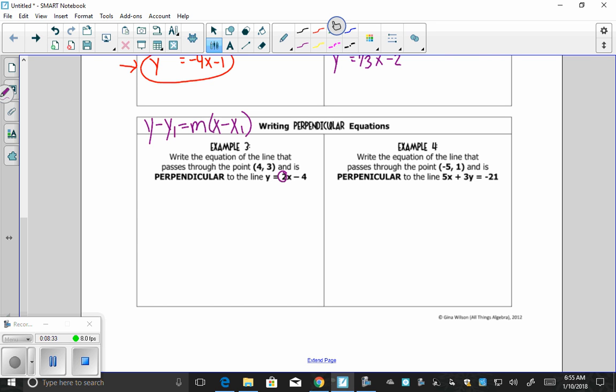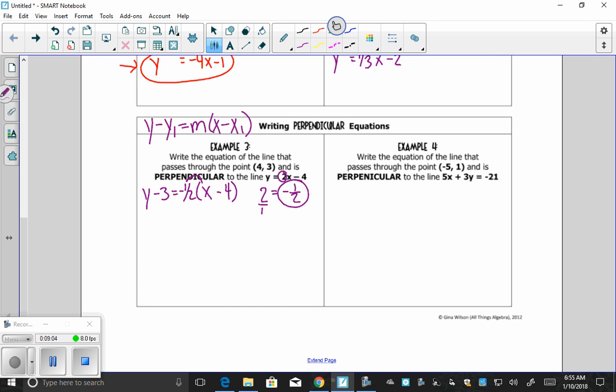So if this slope is 2, the negative reciprocal is, you change the sign and flip the fraction. So my new slope now is negative 1/2. Plug your point in: y minus 3 equals negative 1/2 times (x minus 4). And then everything from here is the same.